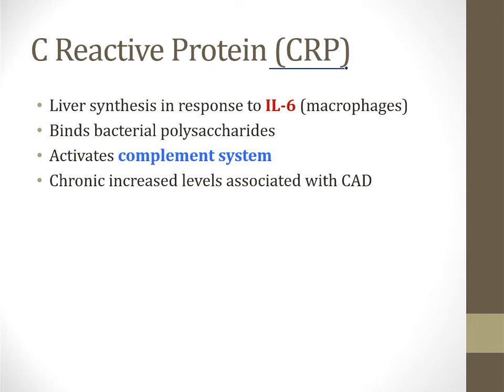Liver synthesis of this substance increases in response to IL-6 from macrophages. It has some antibacterial properties. It can bind to bacterial polysaccharides. It can also activate the complement system. And the place this usually comes up clinically is that higher levels are associated with coronary artery disease. Coronary artery disease is an example of a chronic inflammatory process, so patients who have this ongoing in their vasculature have higher levels of CRP, so it's sometimes used as a risk factor to identify patients who might have coronary disease.